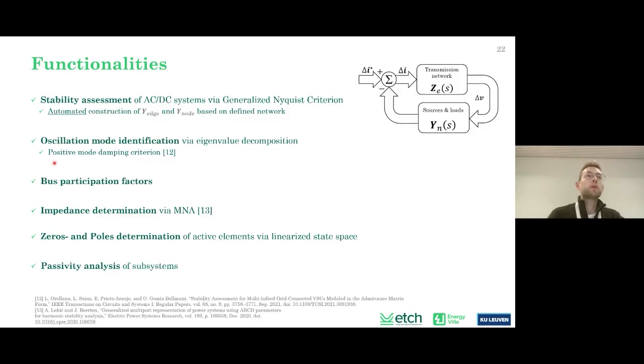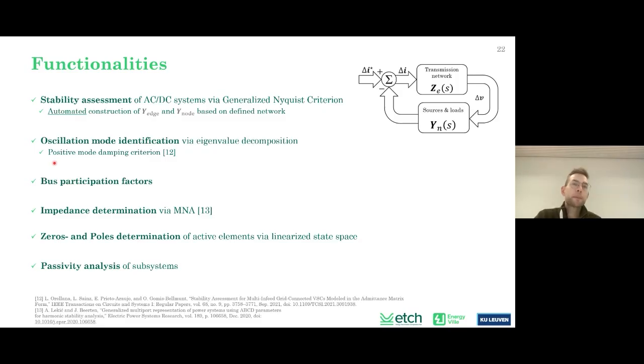Okay, so I want to just give you a quick overview of all the functionalities we have in the tool. The most important functionality of the tool is for sure the automated stability assessment of AC/DC systems via the generalized Nyquist criterion. This is what I mentioned earlier in the frequency domain methods. I really want to stress here that this is automated. So you don't have to construct your matrices on your own. Of course, you build the network on your own, for sure, right? But then the tool takes care of everything. It constructs the corresponding matrices, and by calling the corresponding functions, you get the stability result.